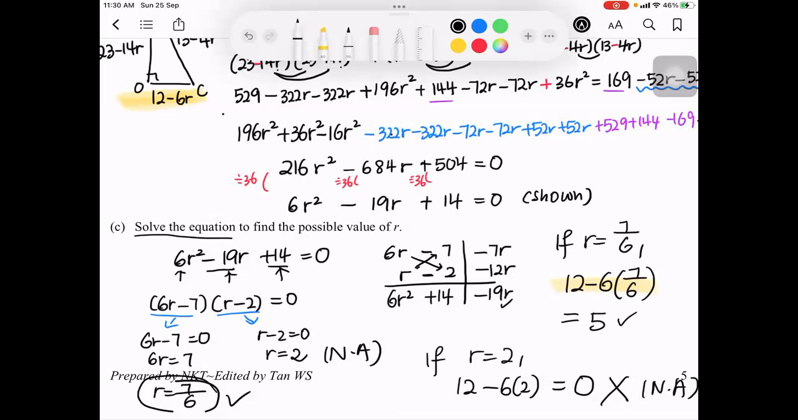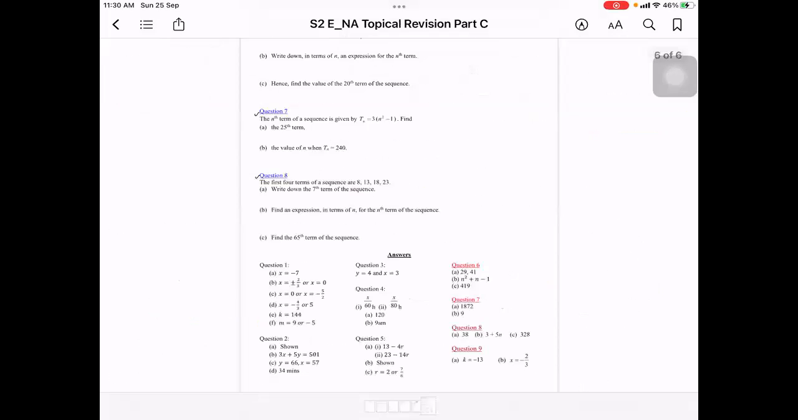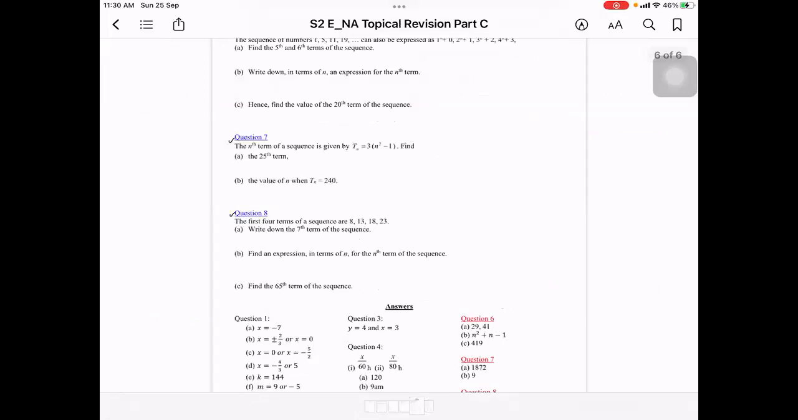I'll try to meet you all at night or something like that, to do the number patterns. There are 1, 2 more questions at the back, the number sequence, number pattern at the back.